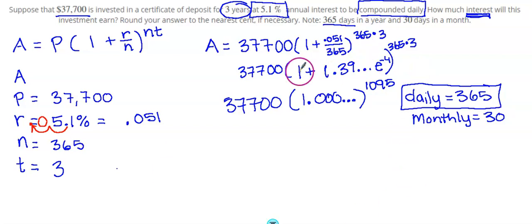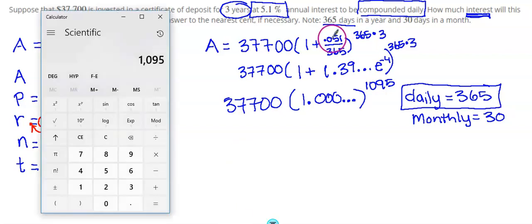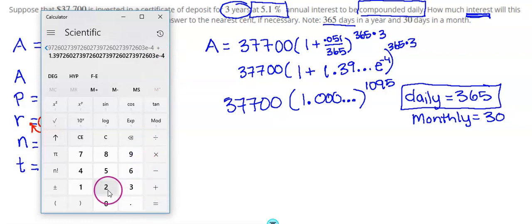Alrighty, so it's time to raise that crazy number to this power. But remember, I just cleared my calculator. So I'm going to put it back in, starting from the beginning. 0.051 divide by 365 equals, notice I had my e to the -4, +1 equals. That's that crazy number that was here.